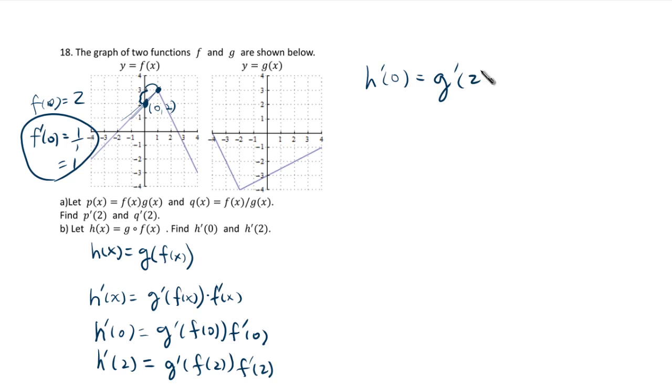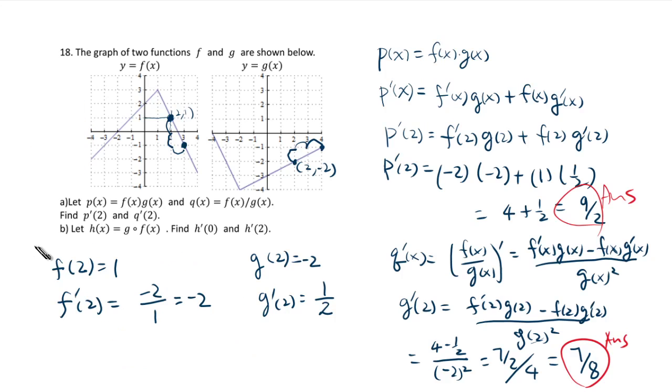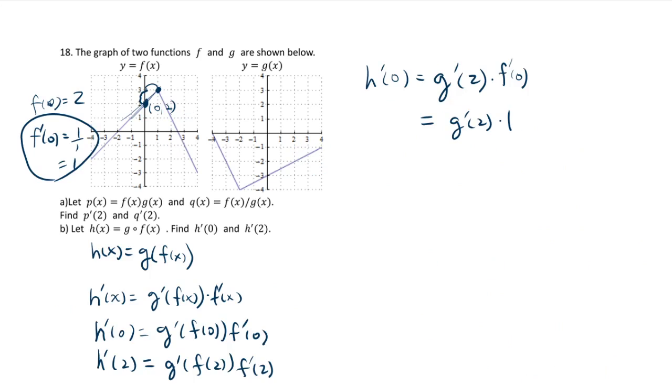So g prime of 2 times f prime of 0, which is 1. And we just did g prime of 2. What was it? G prime of 2 is 1/2, right? So this is 1/2 times 1, giving you 1/2 as the answer.